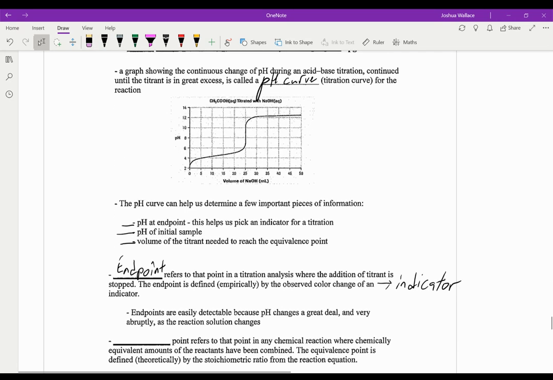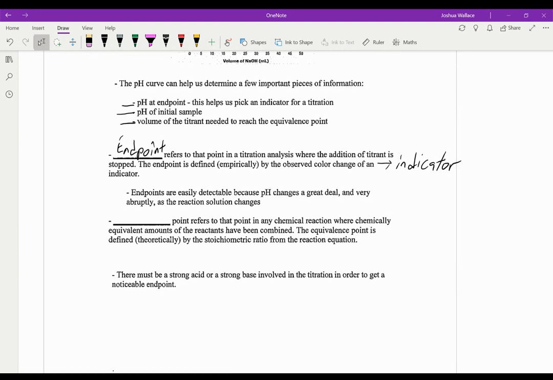And usually what we'll do is we'll pick our indicator for somewhere in this range so that we know that we've gone past it. So pretty much here we have blue, and up here we have yellow. So one drop, it looks a little bit maybe greenish. So one drop of solution, boom, yellow. All right. Endpoints are easily detectable because pH changes a great deal and very abruptly as the solution changes.